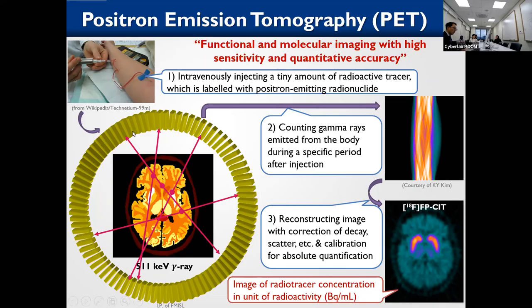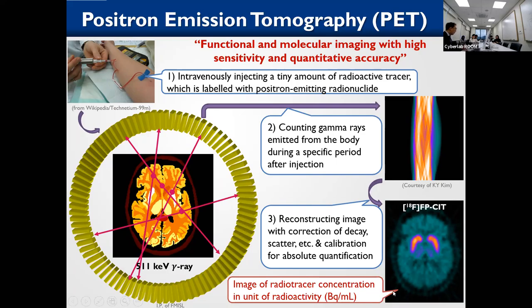So we first inject a radiotracer into our body, and after waiting some amount of time, we do the PET scanning for maybe 10 or 20 minutes. After sensing the gamma rays through the PET detectors, we can estimate the location of the source of the radiations. Using some kind of mathematical algorithm for reconstructing the images, we can have the tomographic image of the radiotracer.